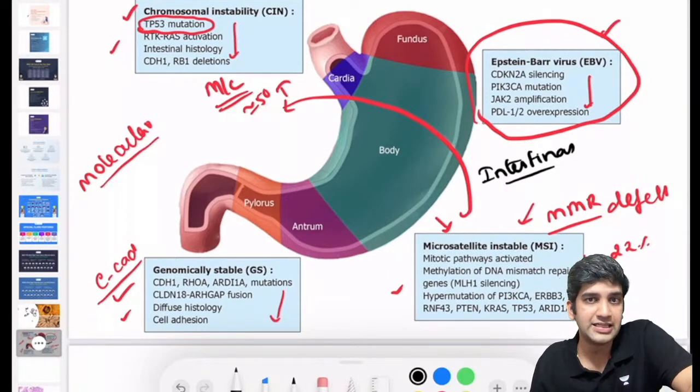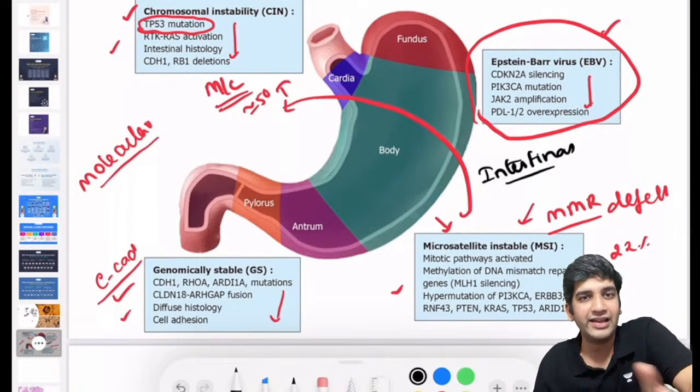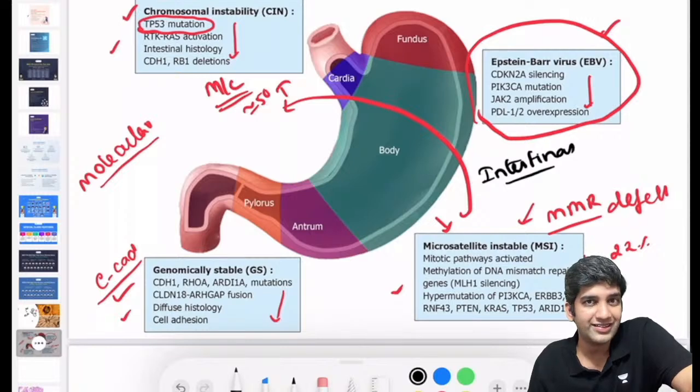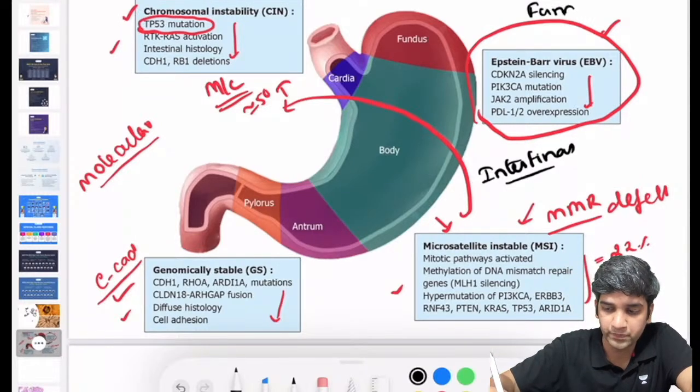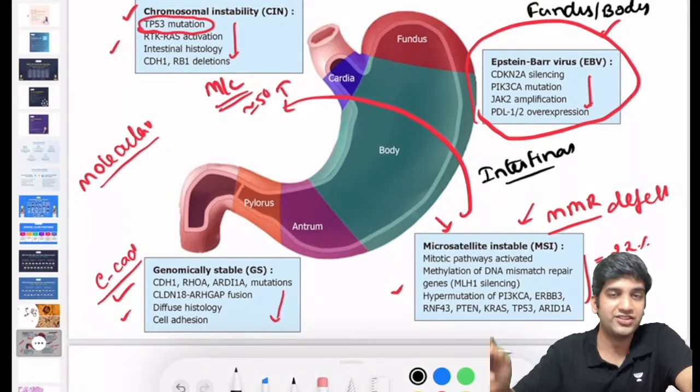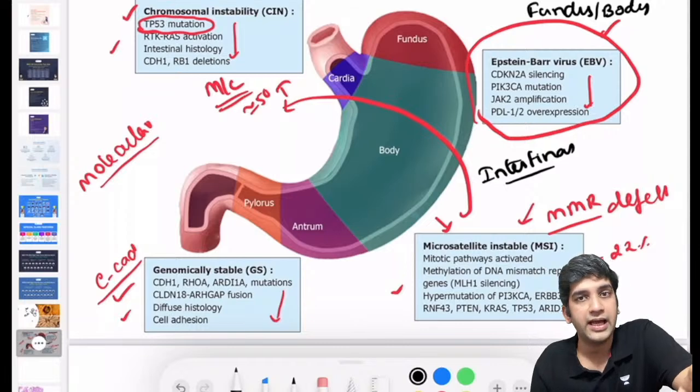The location has a change. Genomically stable and microsatellite instability don't have any particular location. On the other hand, EBV positive tumors are most commonly seen in the fundus or the body of the stomach. That's the location of the EBV positive tumors. And when it comes to your chromosomal unstable tumors, most of them are seen in the gastroesophageal junction.